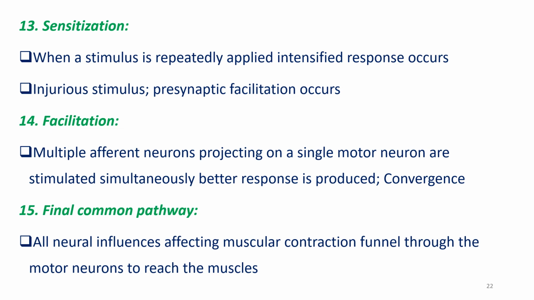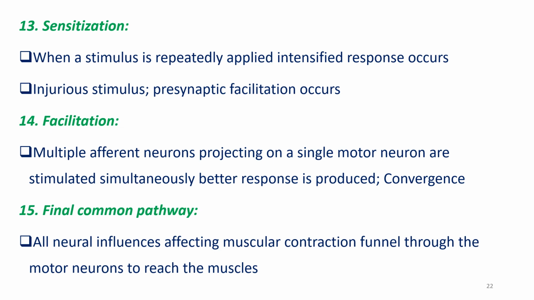Another is facilitation. Here a single motor neuron has convergence of multiple afferent neurons. So if we stimulate a single afferent neuron to that motor neuron, the response will not be of that intensity. But when we simultaneously stimulate all those afferent neurons which converge on a single motor neuron, the response is better. So here the convergence property leads to facilitation. That is, each of them facilitates the other and produces a better response.